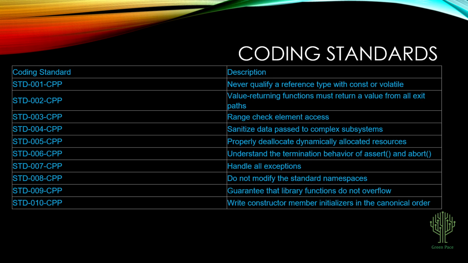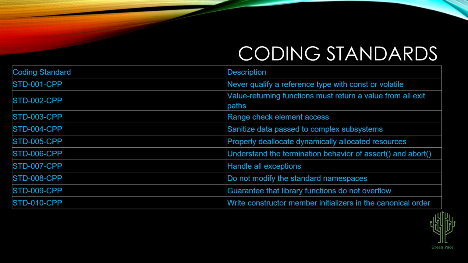The security policy lays out 10 essential coding standards, each ranked based on the level of risk shown in the threat matrix. 1. Don't add constant or volatile to reference types unnecessarily since it can lead to confusion and misuse in the code base. 2. Ensure functions that are supposed to return a value always do so on every possible path to maintain consistent behavior and prevent runtime errors.